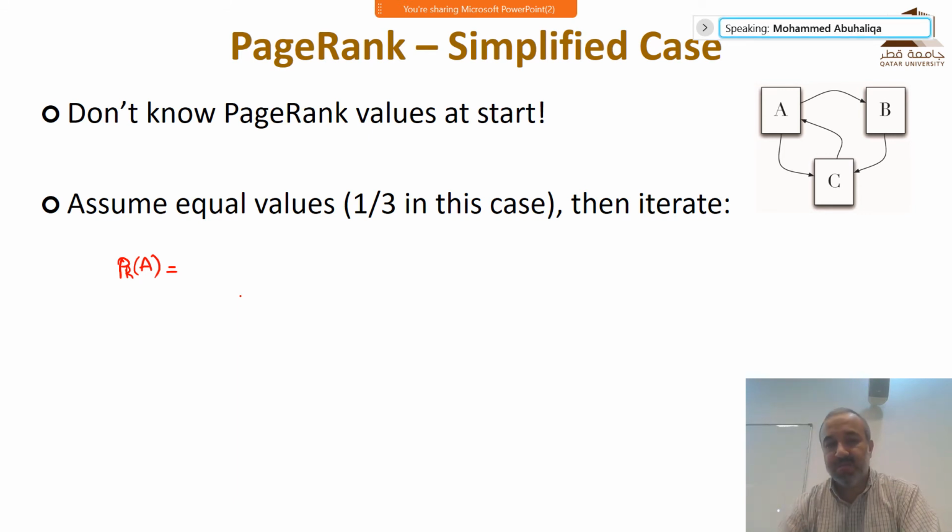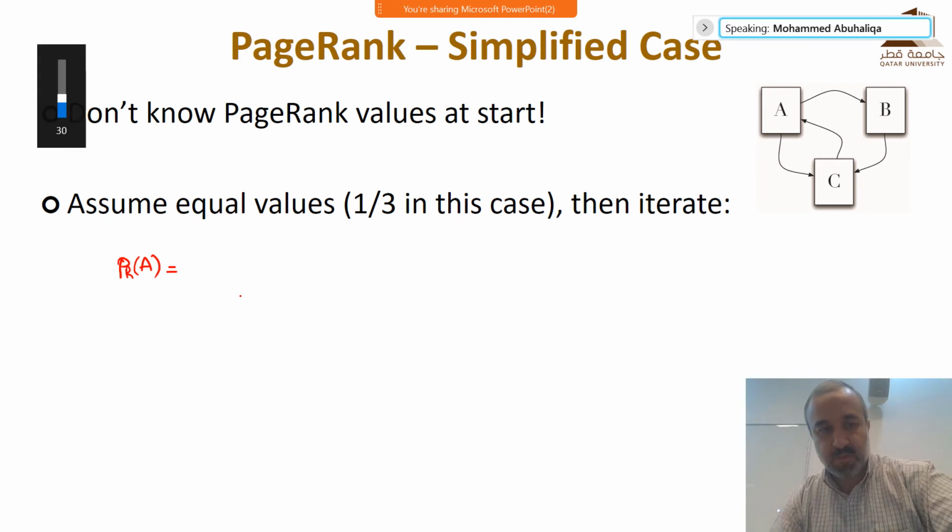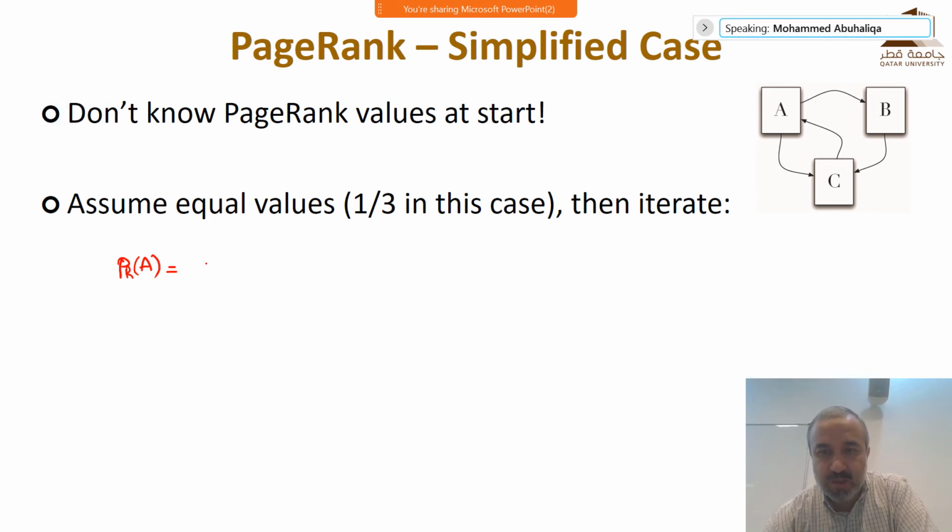Yeah. Muhammad? Isn't that going to be 1 over 3? Why is it 1 over 3? Because we only have C pointing back to A and we assume all are equal weights. Okay, one second. So that's 1 over 3.